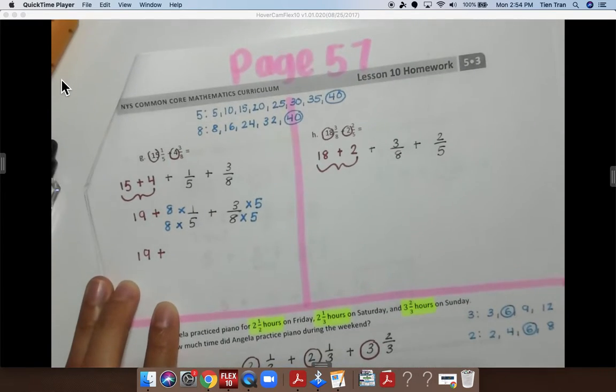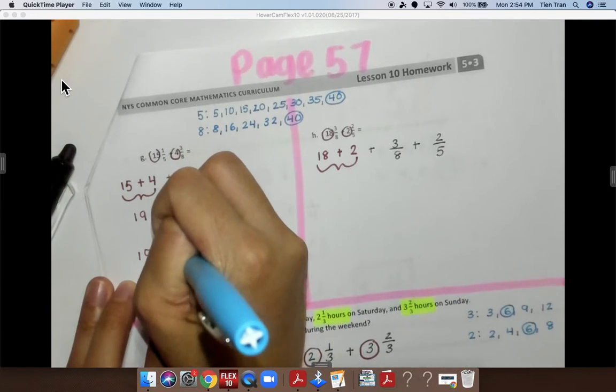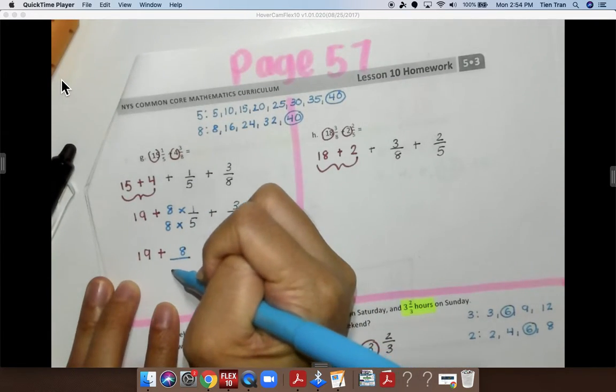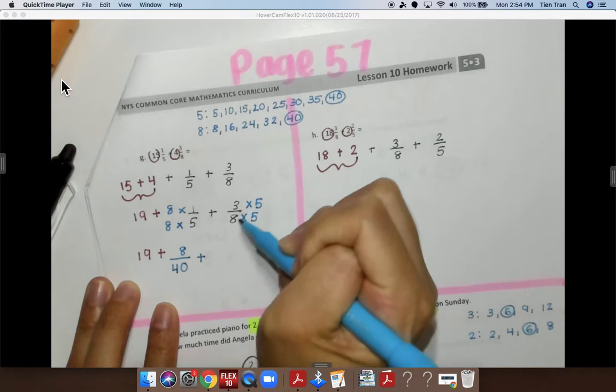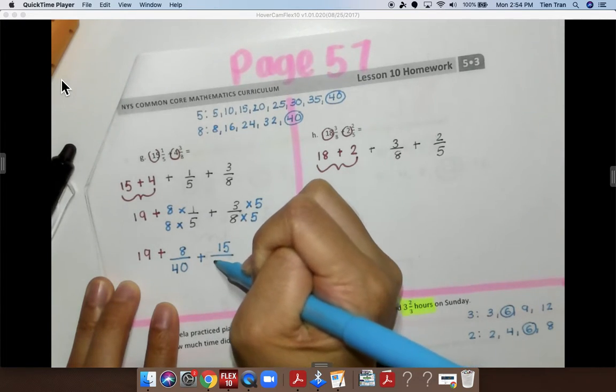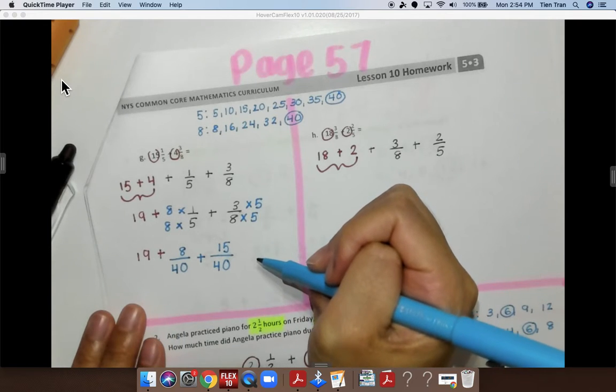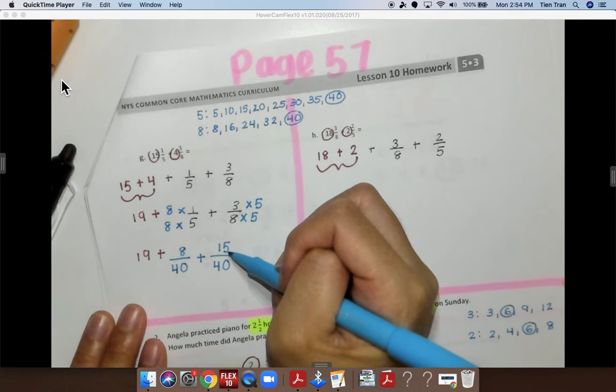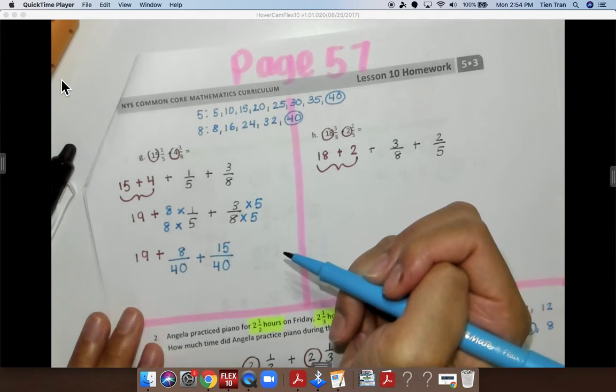8 times 1 is equal to 8. 8 times 5 is equal to 40. 3 times 5 is equal to 15. 8 times 5 is equal to 40. Okay, now I'm going to add these numbers together. 15 plus 8.